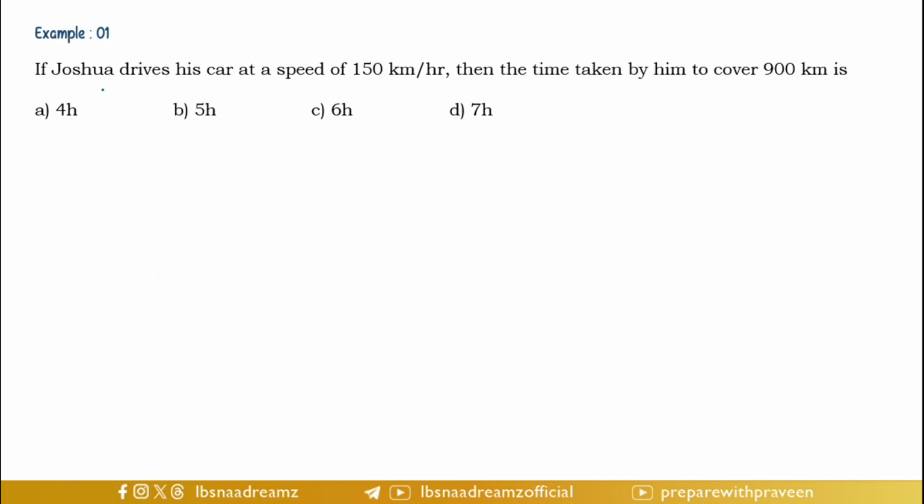Example 1. If Joshua drives his car at a speed, then the time taken by him to cover 900 kilometers is. So what do you have to find? You have to find the time taken. So as per the diagram, what is the formula to find time? Time is equal to distance by speed.